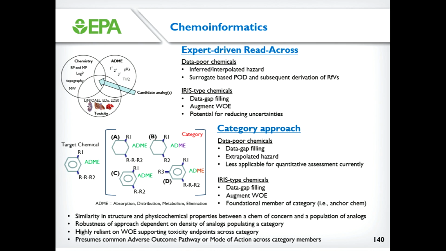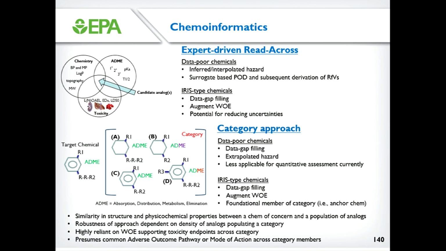So for a category approach, we have used this in a human health assessment for extremely data poor chemicals again. We've filled the data gaps for hazard. We've extrapolated that hazard. The difference from expert-driven is that there you're interpolating hazard. Here, you're extrapolating the target chemical to a member within a category. So your target has a nearest neighbor within that category, and you use the information from that nearest neighbor.